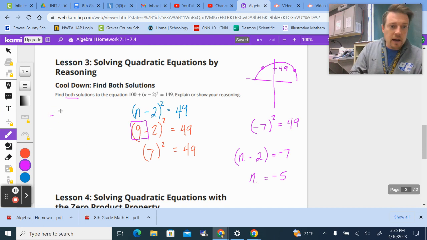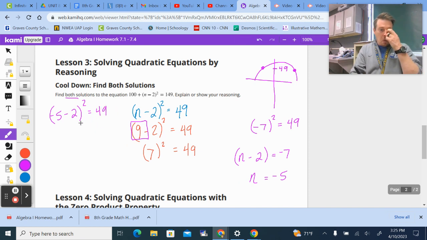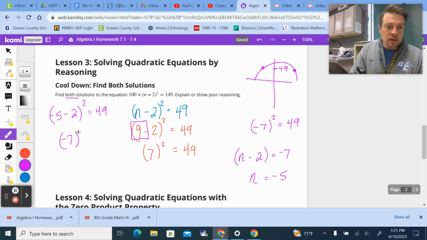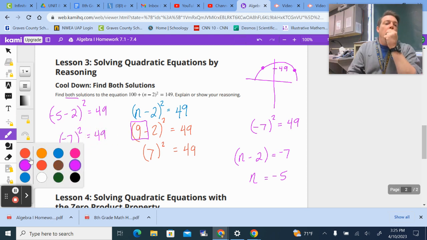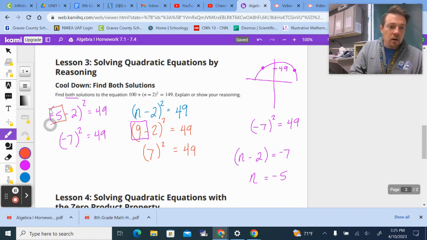If I put a negative 5 in n's place, and I subtract 2, and then I square that, do I get 49? Well, sure. Yeah. So negative 5 minus 2 is negative 7, and negative 7 times itself is a positive 49. So my two numbers that work here are negative 5 and 9.